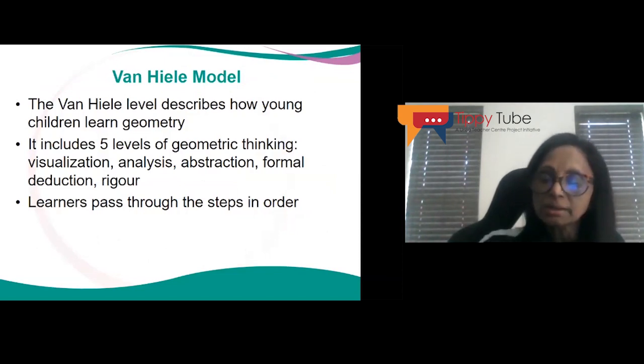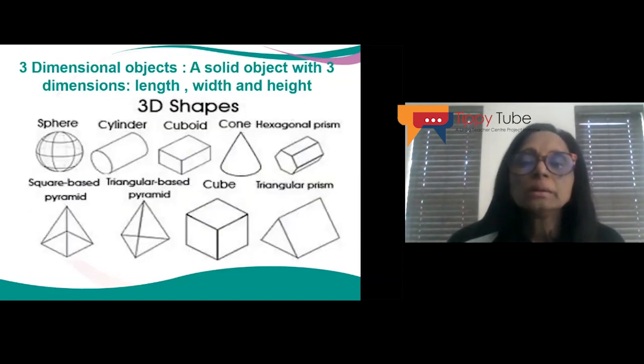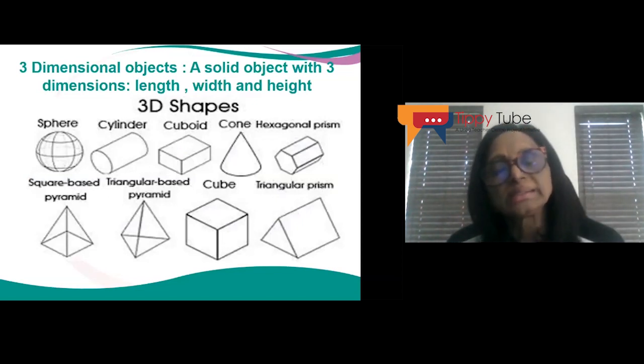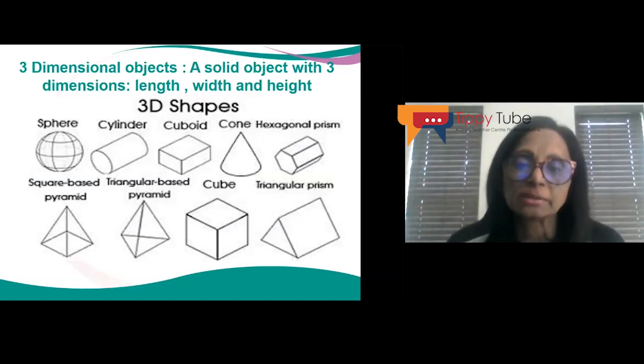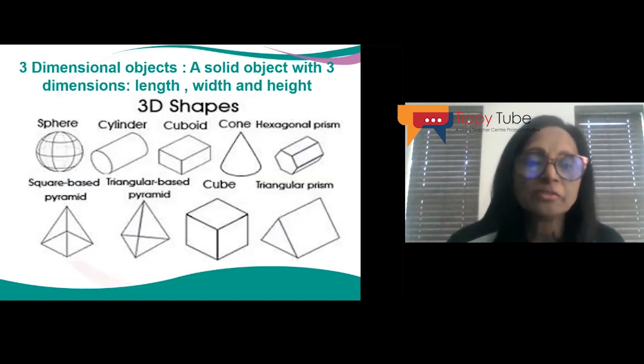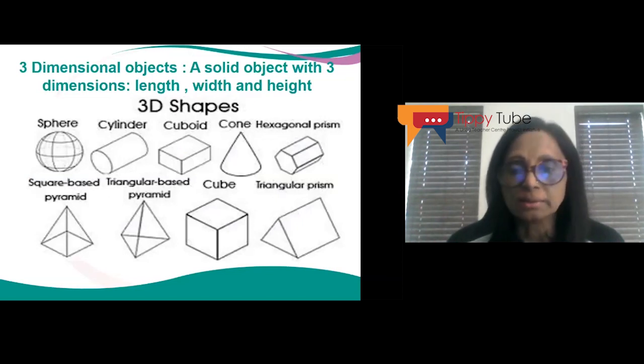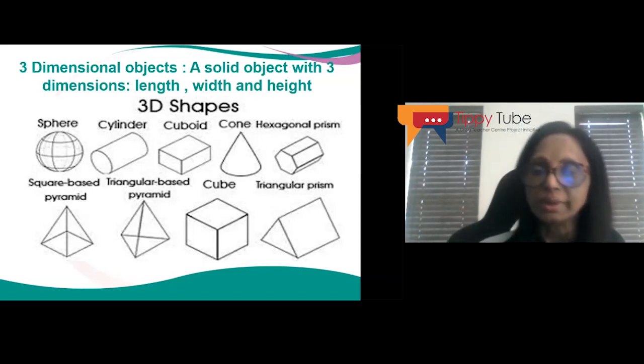Now, let us look at the difference between 2D shapes and 3D objects. You will realize that you find 2D shapes in 3D objects. For example, a cylinder will have 2 circles on either side. A sphere has a circle. A triangular prism will have 2 triangles and rectangles.